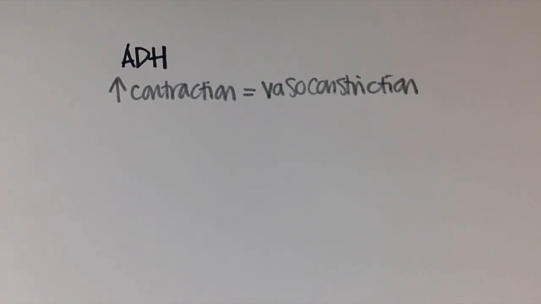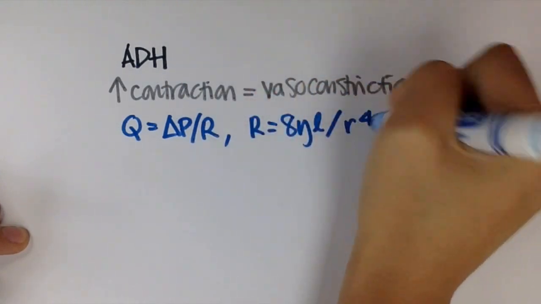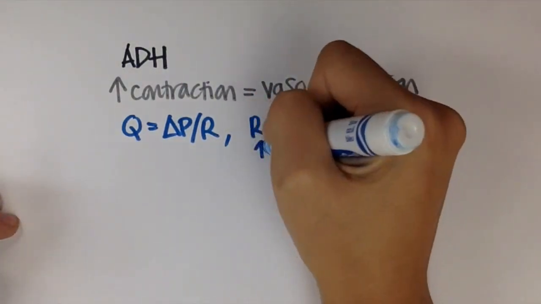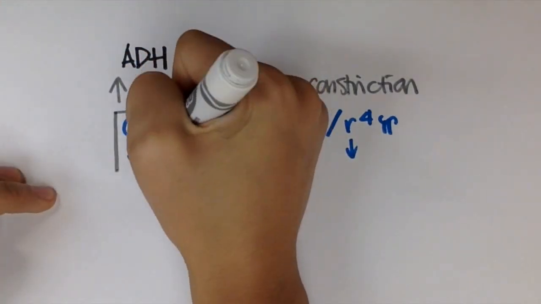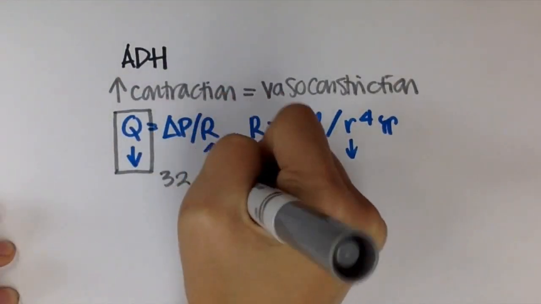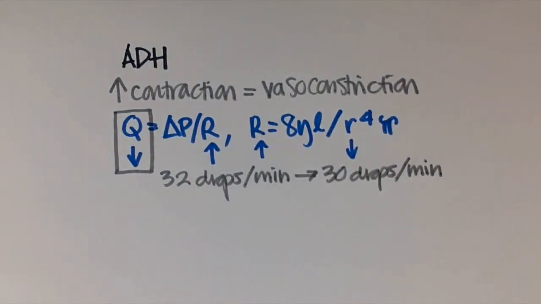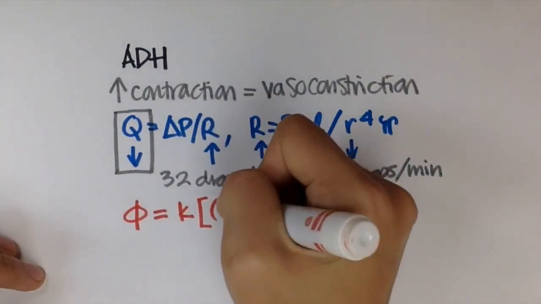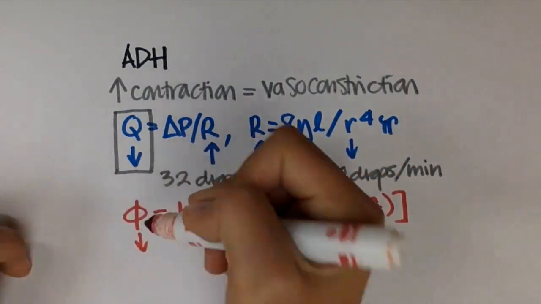This vasoconstriction affects both the flow of fluid through the blood vessels as well as across the capillary walls. In terms of Ohm's law, this vasoconstriction decreases the radius of the arterioles, increasing the resistance and therefore decreasing the flow. This decrease in flow is reflected in the changes in drip rate from 32 drops per minute to 30 drops per minute. As well, the decreased precapillary flow through the arterioles decreases the capillary pressure, PC.